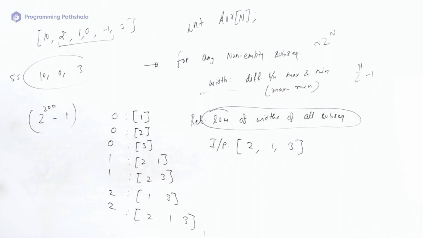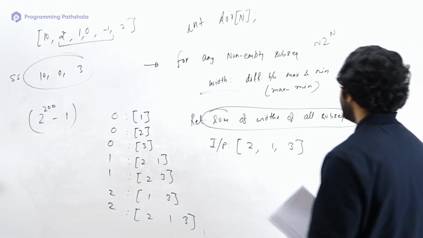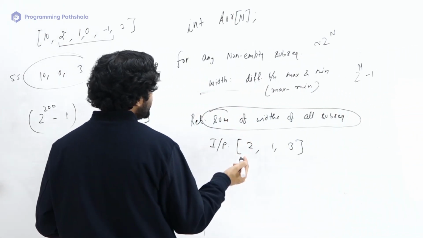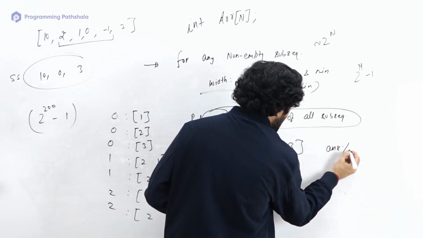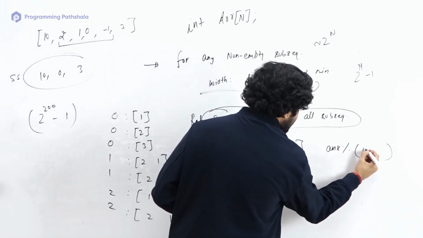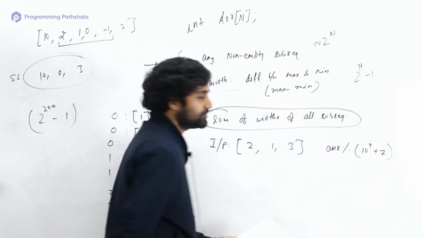Does that sound good to all? Yes or no? Why overflow is quite possible over here. In fact, not just possible, it is going to happen for sure, because this 2 raised to power 200 minus 1 itself is going to be a value which you can't store in an integer. It's very, very huge, right? Okay, so the question gives you one relaxation. It says that if you can't tell me the answer because it overflows, just tell me answer mod a particular value, 10 raised to power 9 plus 7.